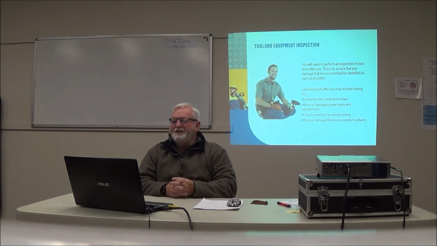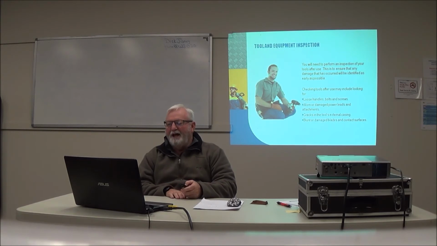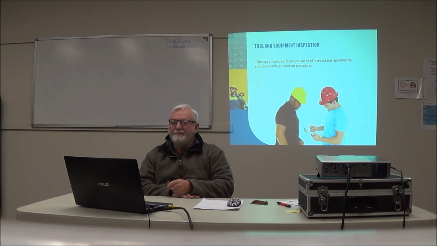You will need to perform an inspection of the tools after use. This is to ensure that any damage that has occurred will be identified as early as possible. Checking tools after use may include looking for loose handles, bolts and screws, worn or damaged power leads and attachments, cracks in the tool's external casing, blunt or damaged blades and contact surfaces. If damage or faults are found, you will need to record and report them in accordance with your worksite procedures.